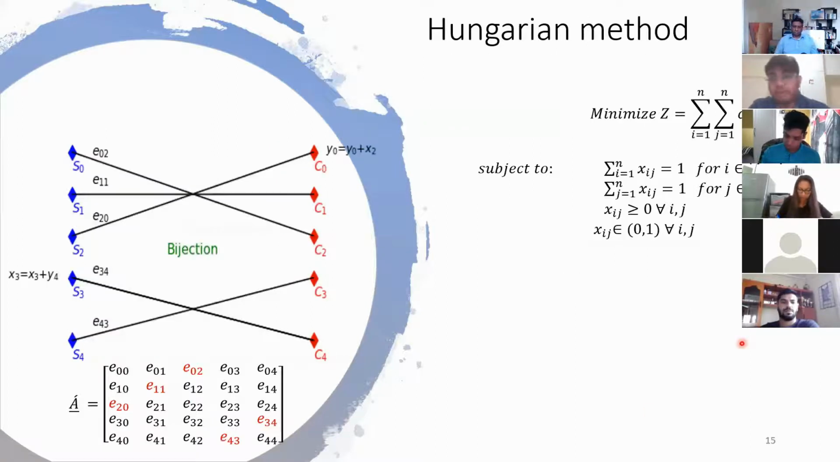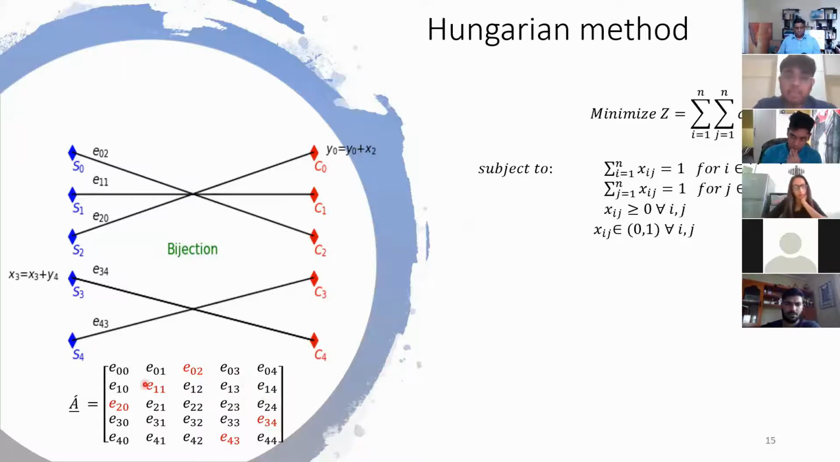So the Hungarian method is an algorithm for finding the optimal assignment between two sets of entities. I hope I haven't lost anyone. For the case of employees to jobs, consider this assignment matrix you have here. Each row corresponds to a unique employee, and each column corresponds to a unique job. For example, E0 corresponds to the cost of assigning employee 0 to job 0. And so the Hungarian method will find the optimal assignment such that the total cost of assignment is minimized.